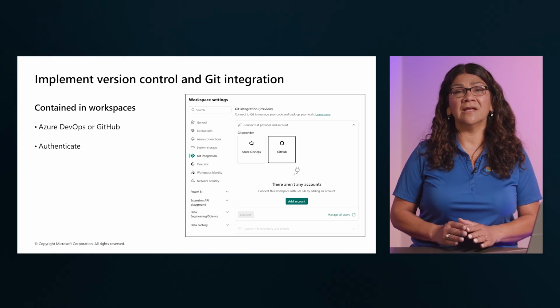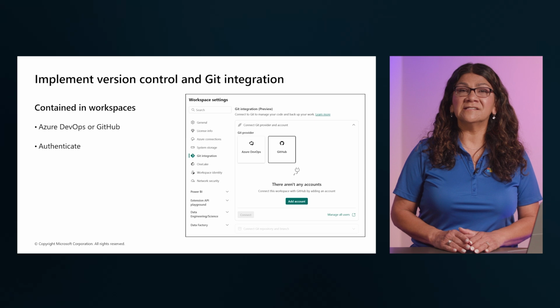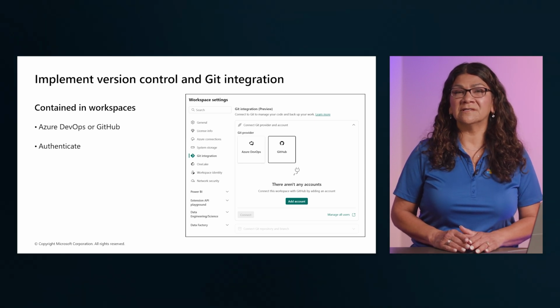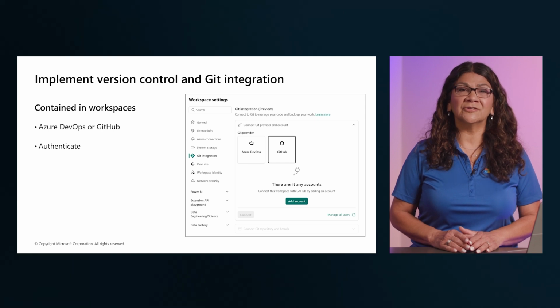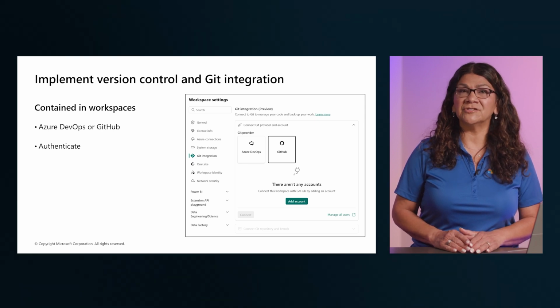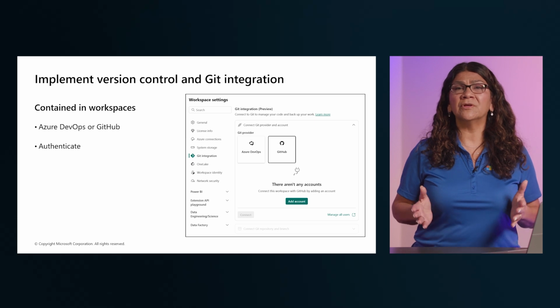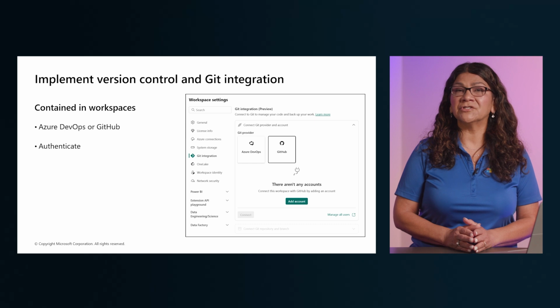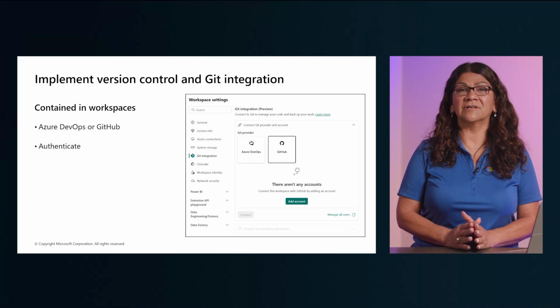The first step in implementing Git integration is to set up a Git repository in either GitHub or Azure DevOps. The repository is the central location for storing and managing items. Next, within the workspace that you want to connect to your repository, you'll want to establish a connection to the repository from the Git Integration option in the workspace settings.